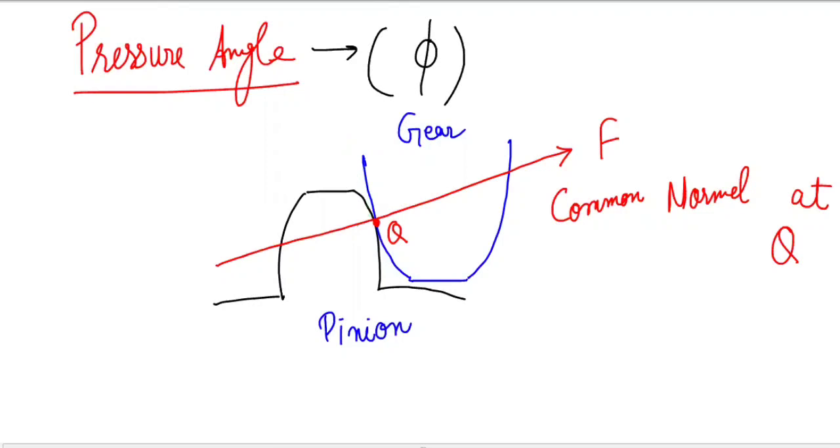So I can say that this angle is also 90 degree. This angle is also 90 degree. So what is pressure angle? Pressure angle is the angle between the line of action and common tangent at point P. And generally the pressure angle is 20 degree to 25 degree. Let me draw another diagram so that you can understand it better.